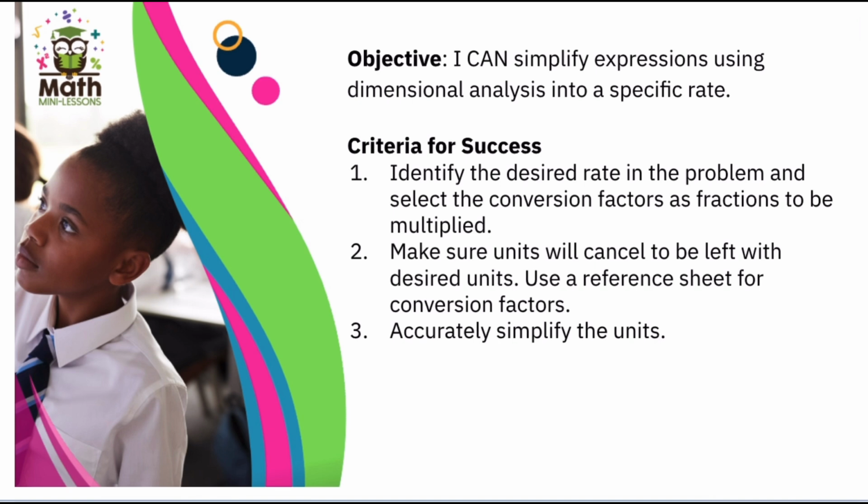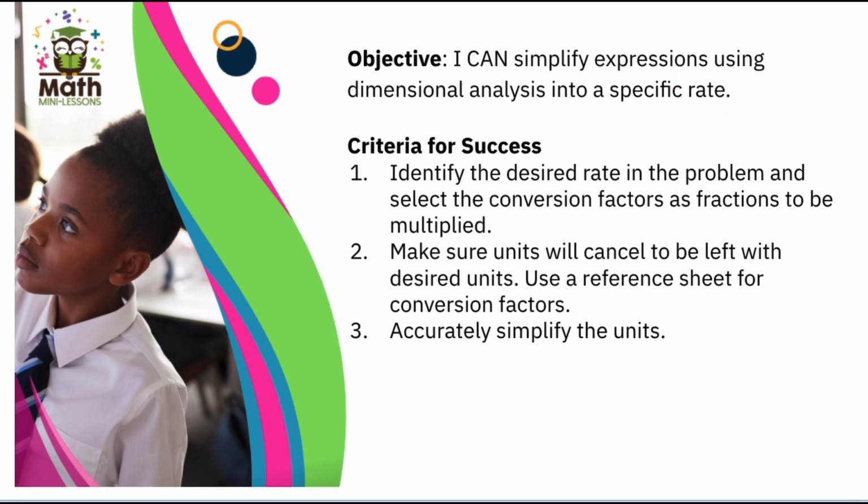My name is Sarah, and in this lesson, we're going to talk about dimensional analysis on the New York State Regents. So our objective for today is to be able to simplify expressions using dimensional analysis because we want a very specific rate, meaning we want, let's say, miles per hour, some type of rate with only 2 units.